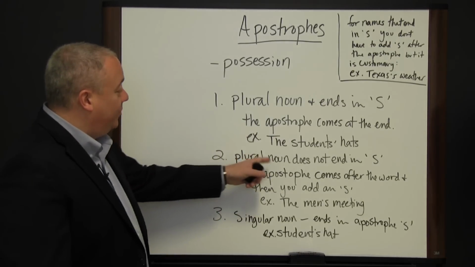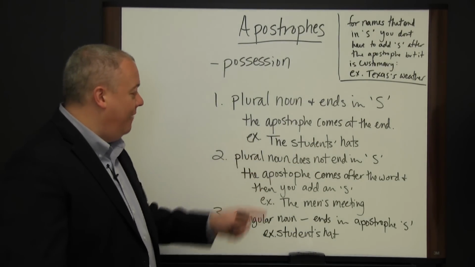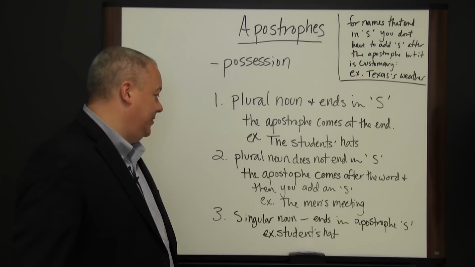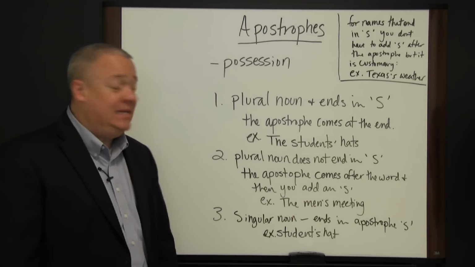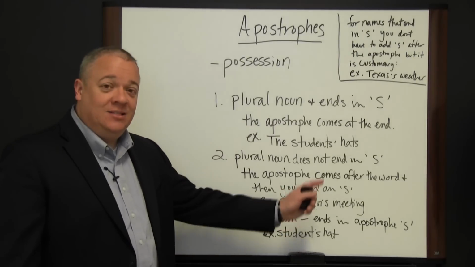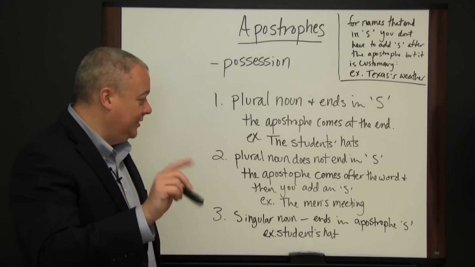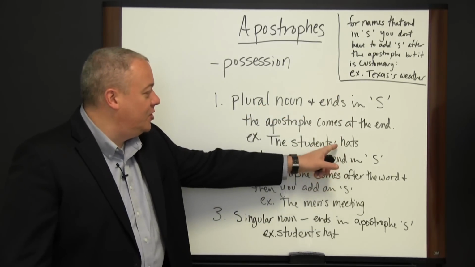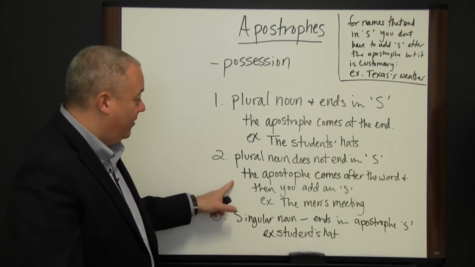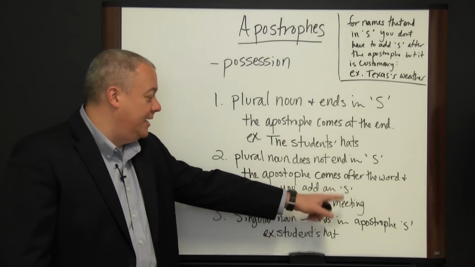Next, then, you have a plural noun that does not end in S. In this case, the apostrophe comes after the word, and then you do add an S. So in this case, the plural for man is men, and you want to talk about the men's meeting. So you put the word men, apostrophe S, and meeting. So in the first one, it's a plural noun that ends in S. You just put the apostrophe and you're done. And the second one, the plural does not end in S, so you add the apostrophe, then the S, and what's possessed.